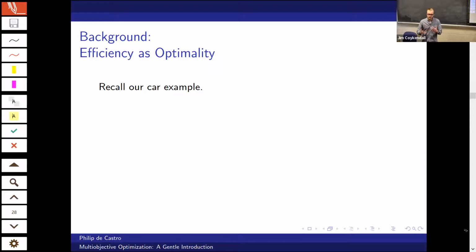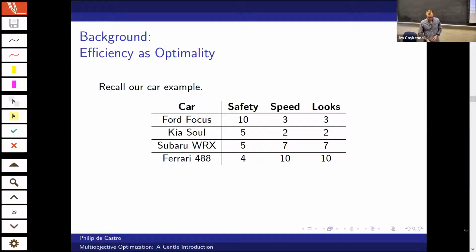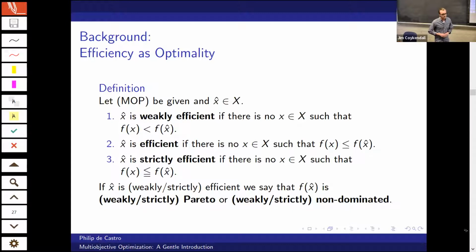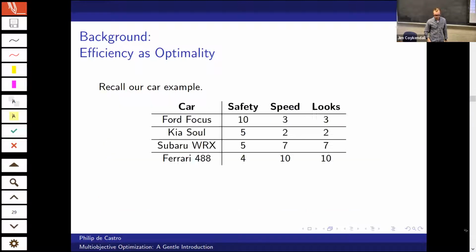So let's see this definition of efficiency in action, and let's go back to our car example. I do have a question on the previous slide. For strictly efficient, you mean no x other than x hat? Yes, you're right, that's a good point. That's a typo, I should include that. So no point other than x hat, since we allow equality with that third point. Thank you.